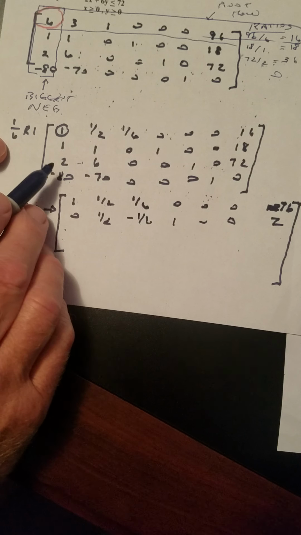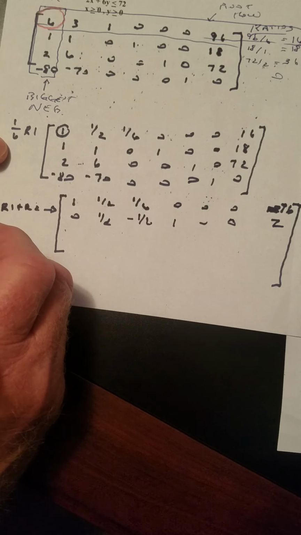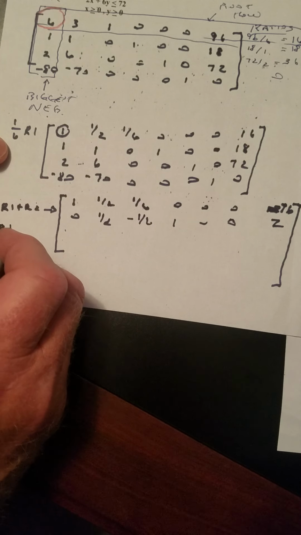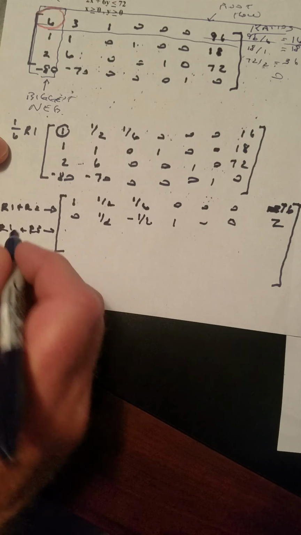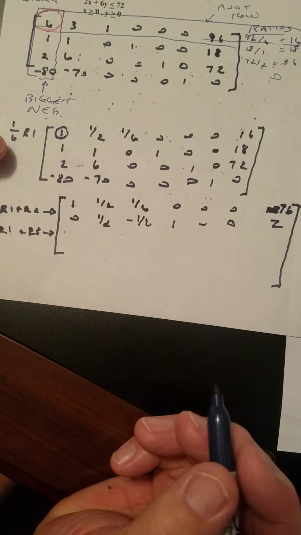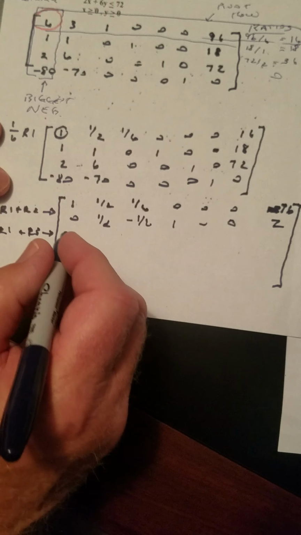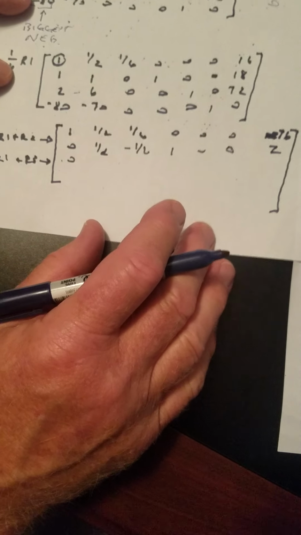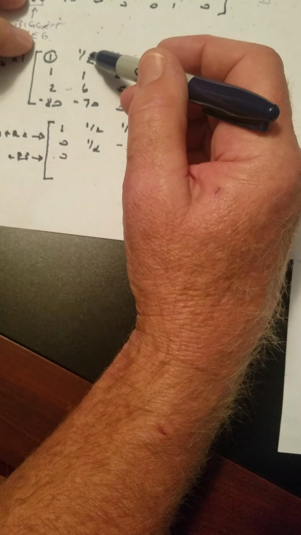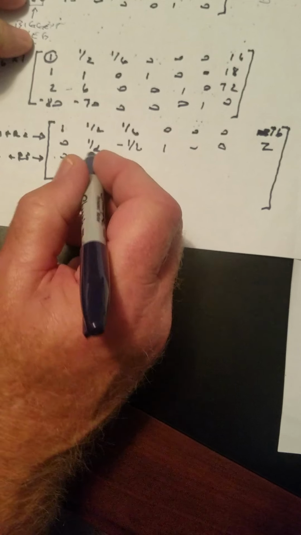Third row. I want to get a 0 where the 2 is, so I'm going to take negative 2 times row 1 plus row 3. Put the answers in row 3. So negative 2 times 1 is negative 2 plus positive 2 is 0. Move this up a little bit. Negative 2 times 1/2 is negative 1. Negative 1 plus 6 is 5.